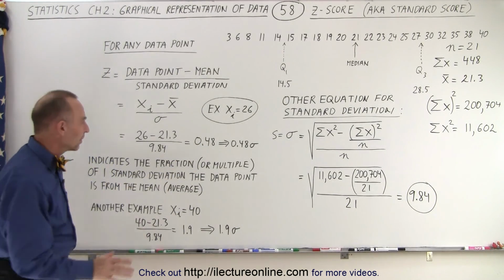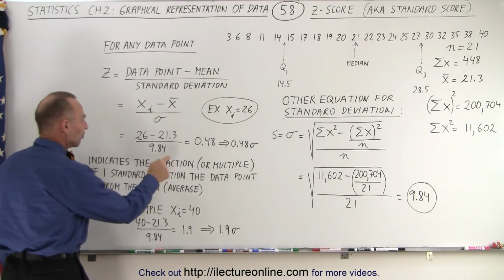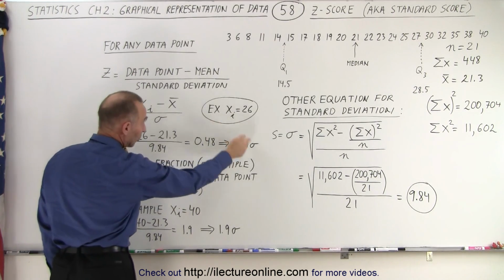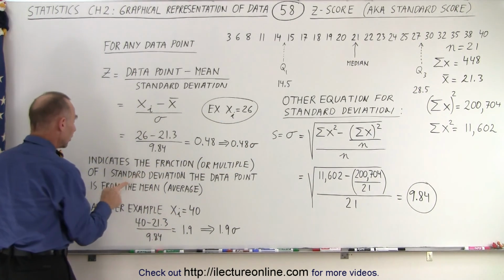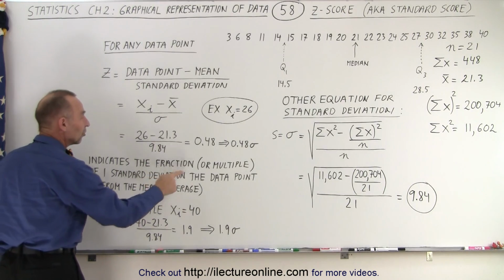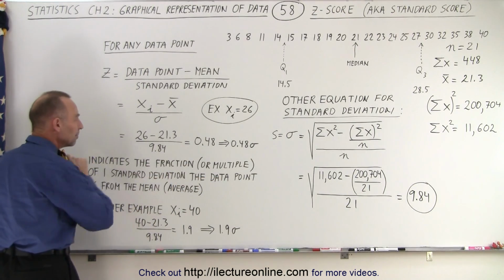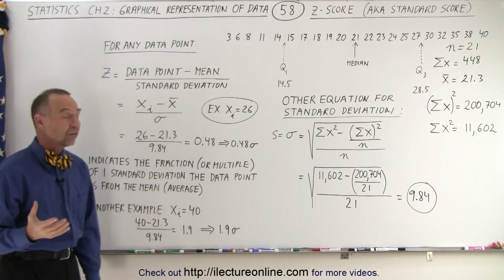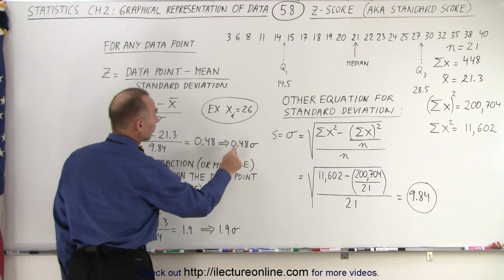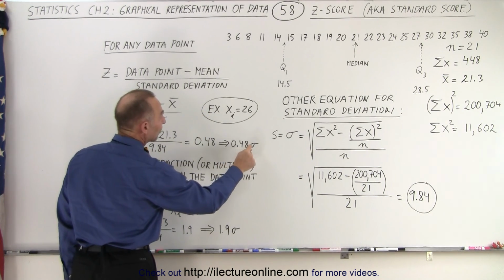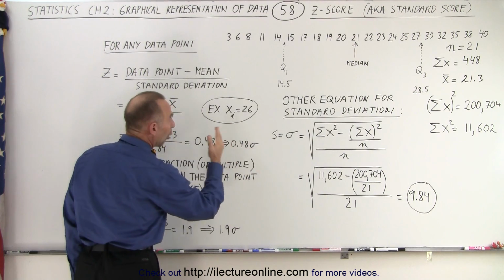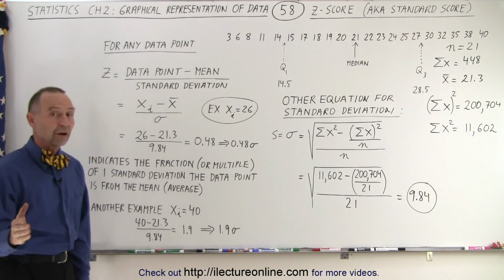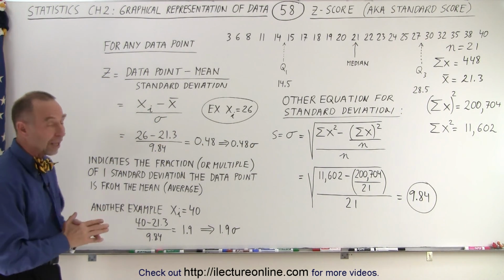So what does that mean? Well, that indicates the fraction or multiple, because it could be greater than 1, the multiple of one standard deviation the data point is from the mean or the average. So in this case, the data point 26 is 0.48 times the standard deviation sigma away from the mean. And that's a very useful thing to understand and to know.